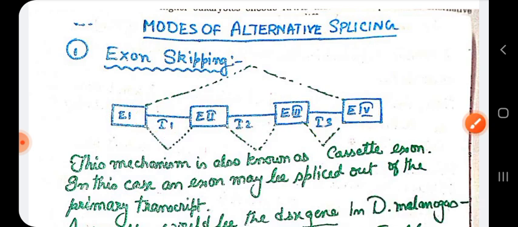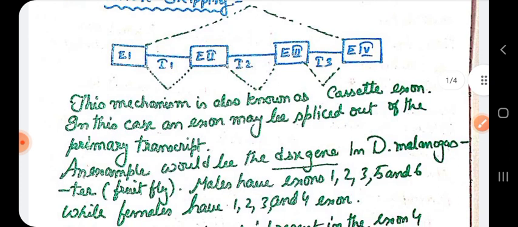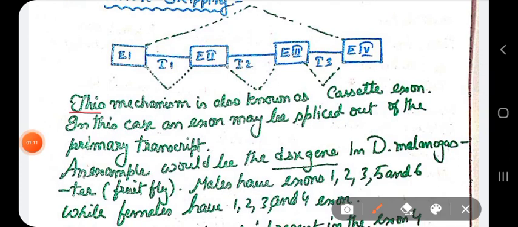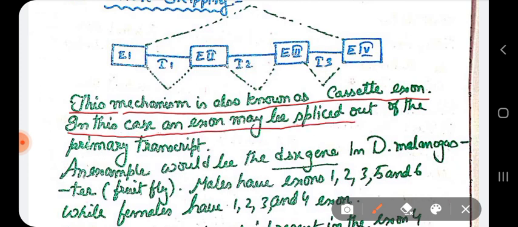So what does it say about exon skipping here? This mechanism, called exon skipping, is also known as cassette exon. In this case, an exon may be spliced out of the primary mRNA. From the primary transcript, that is the mRNA that we get from the transcription process, one or two exons may be spliced out.